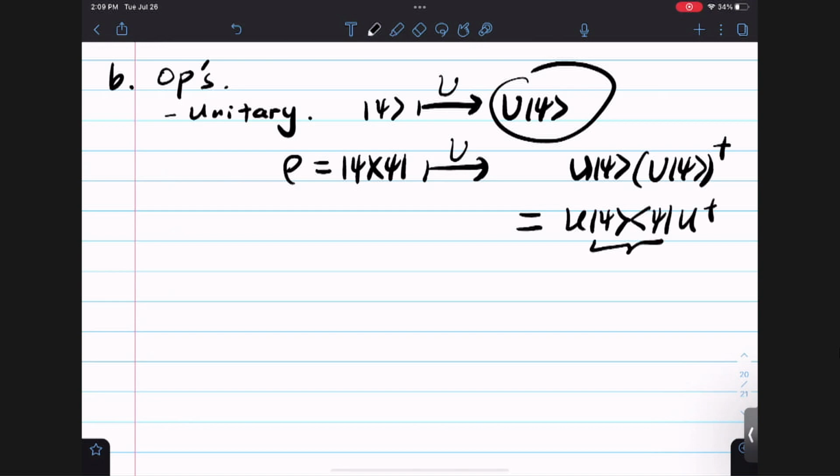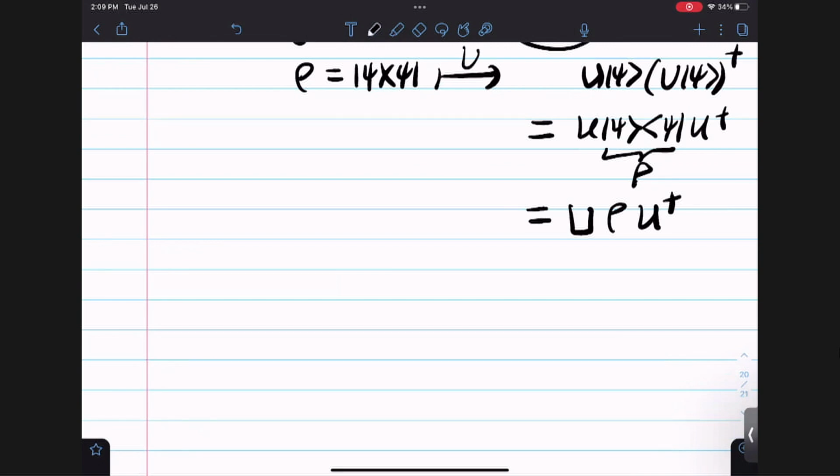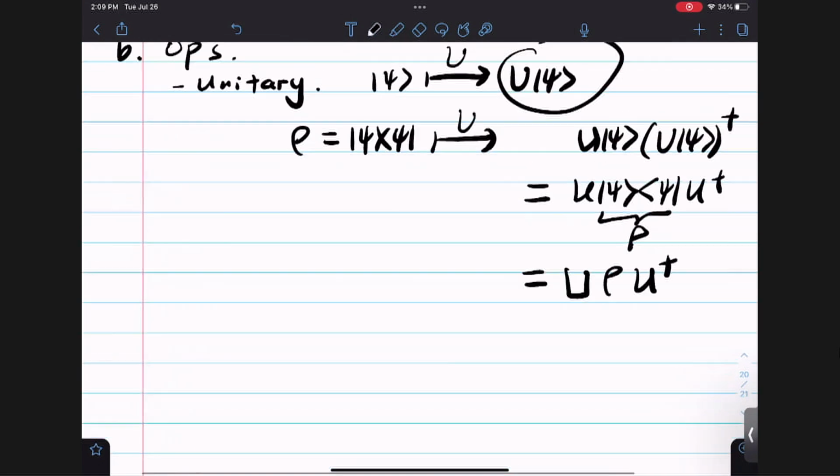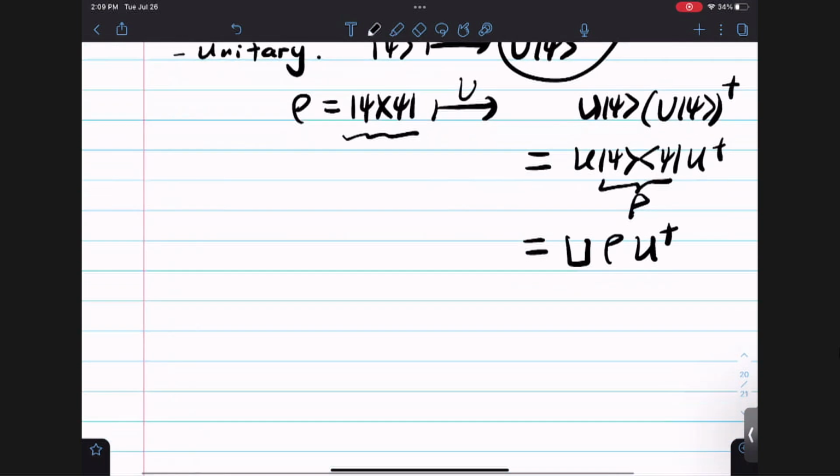You can recognize this is exactly the input density, so this gives us U rho U dagger. We are conjugating the input density by U: on the left you have U, on the right you have U dagger. And this is true in general. Your input state here doesn't need to be pure. For any density, if you apply a unitary, the resulting state will be U rho U dagger. Now, how about measurement?